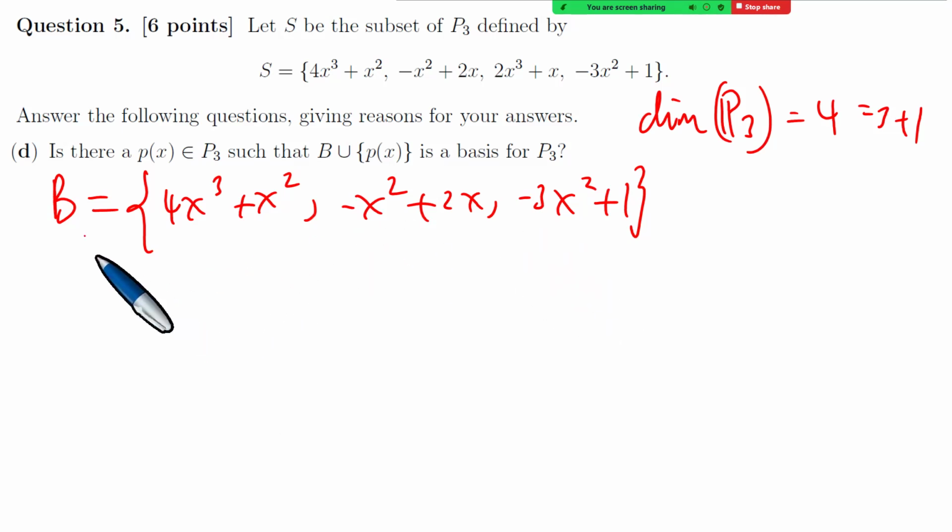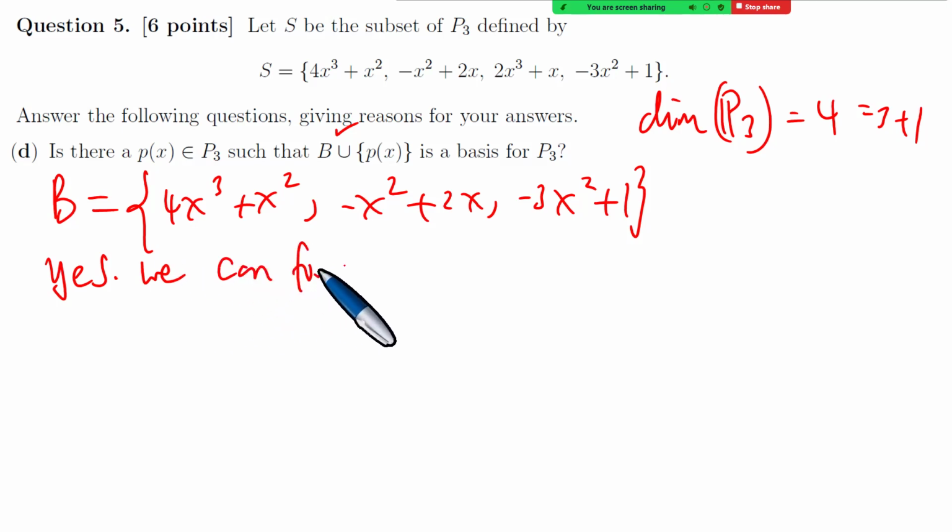Because of this, in mathematics there's a theorem that says every basis whose dimension is less than the actual space can be extended by basis extension. So is there one? The answer is yes, we can. Because we have fewer elements than P3, we can extend it to be equal to P3.